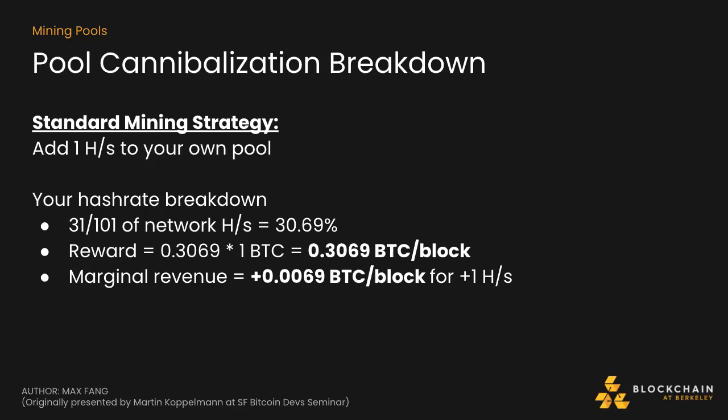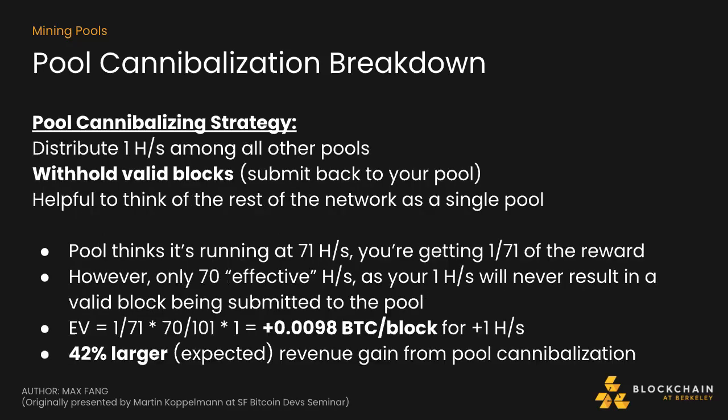But if we pool cannibalize, we distribute this 1 hash per second among all other pools. And in the real world, there's going to be more than just me and Jake's pool. But for now, let's just assume that I have a pool and Jake has a pool, and Jake's pool is the entire rest of the network. So everybody on my side is going to withhold their valid blocks and submit that only to my pool, right? So Jake's pool thinks that it's running at 71 hashes per second because that one new miner went to his pool even though they came to mine first.